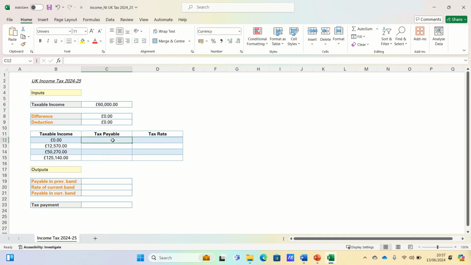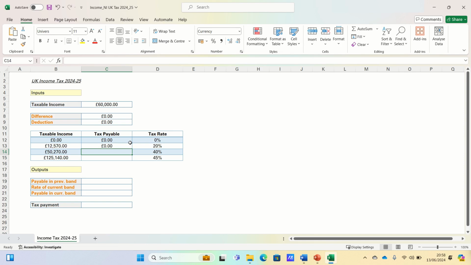Before we calculate the tax payable for each taxable income, let's input the tax rates which correspond to each tax threshold. So we have 0, 20, 40, and 45%. Now let's calculate the tax payable. The tax payable when our taxable income is 0 is 0. The amount payable when our income is 12,570 is also 0, as the 20% tax rate only applies when the taxable income is greater than 12,570.